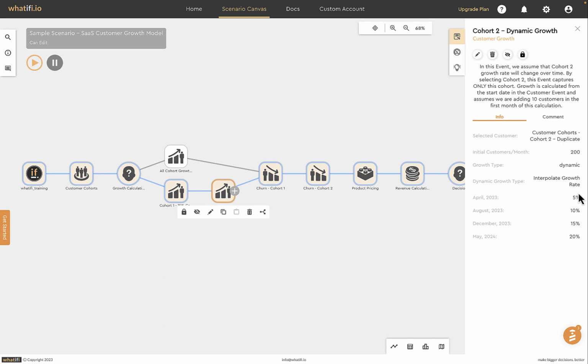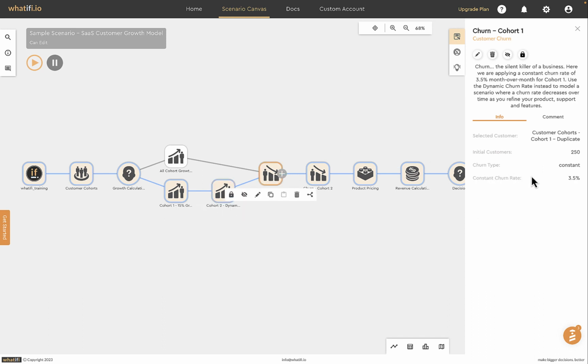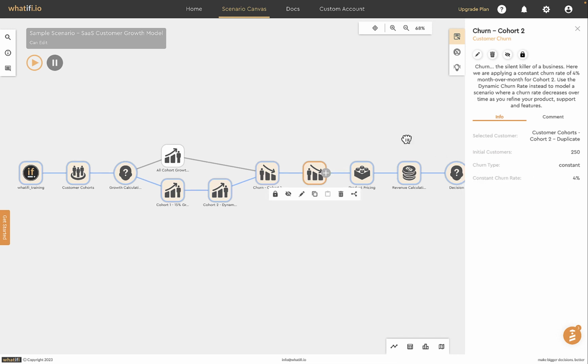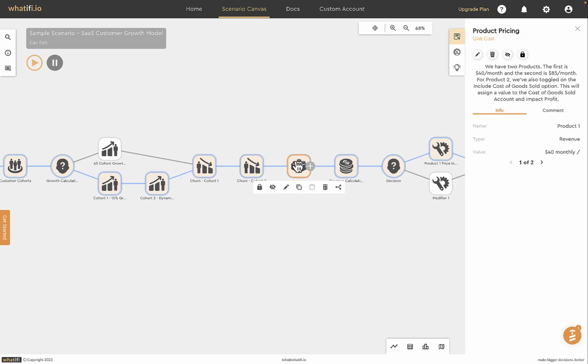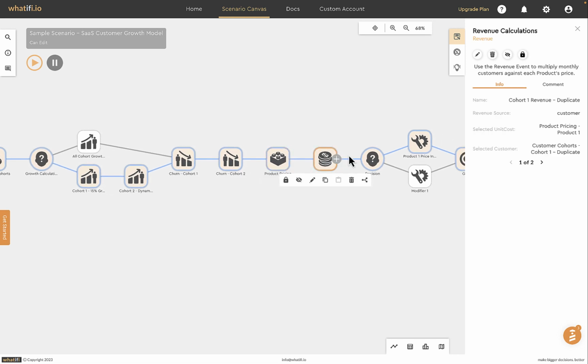So in April it's 5%, and it changes over time, and we are interpolating between these milestones. We have churn for customer cohort 1, 3.5%, 4% for customer cohort 2, and then we have our unit cost event here. Product number 1 is $40 a month. Product number 2 is $85 a month. We've also factored in cost of goods sold and profit margins for this particular product. The revenue event is literally multiplying customers that are grown and churn over time times their respective products.